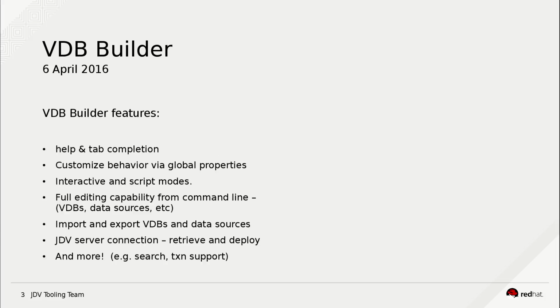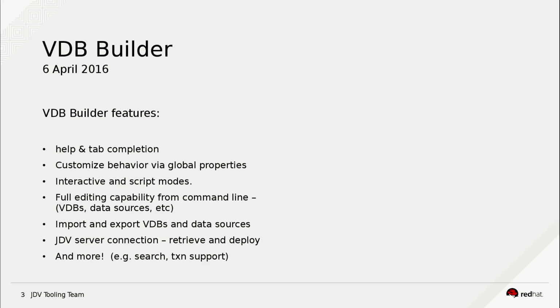Some of the features of the VDB Builder command line interface: we have help and tab completion. You can customize the behavior of the shell by setting different global properties. You can work interactively within the shell. You can also script drive the same functionality. This allows you full editing capability of your artifacts from the command line, for example, your VDBs and data sources. You can also import and export your artifacts to and from your file system.